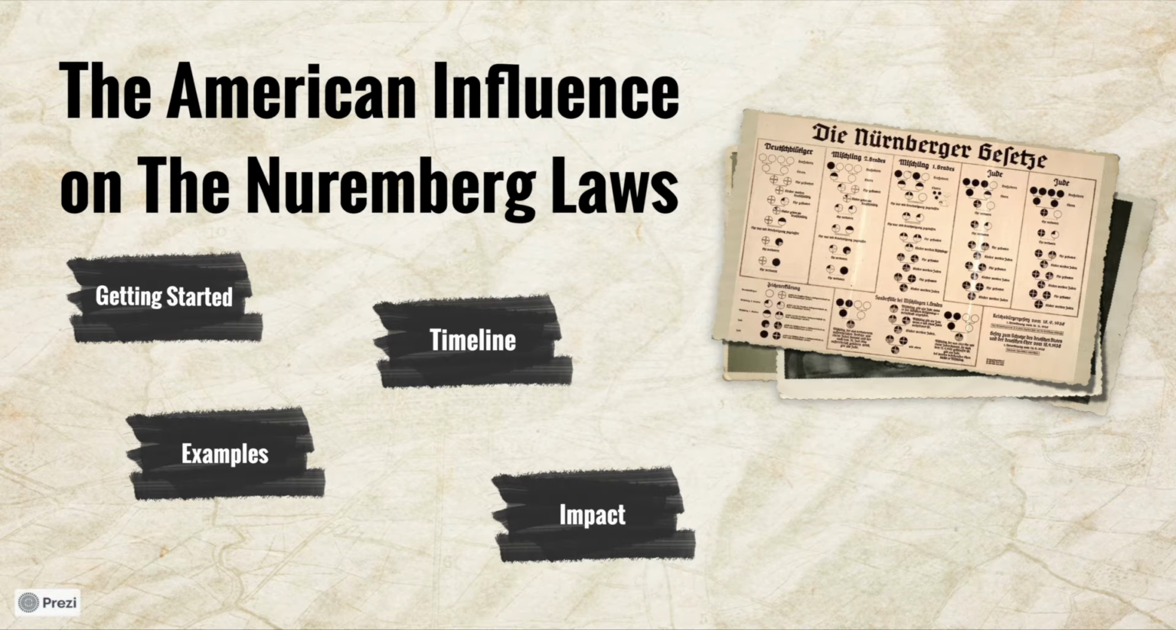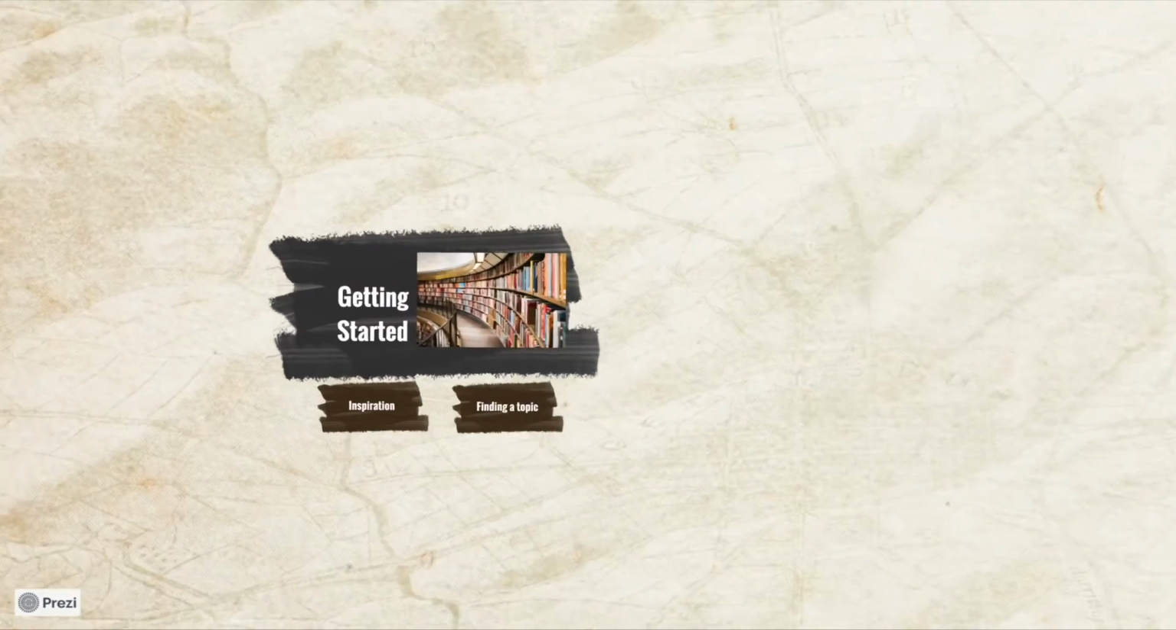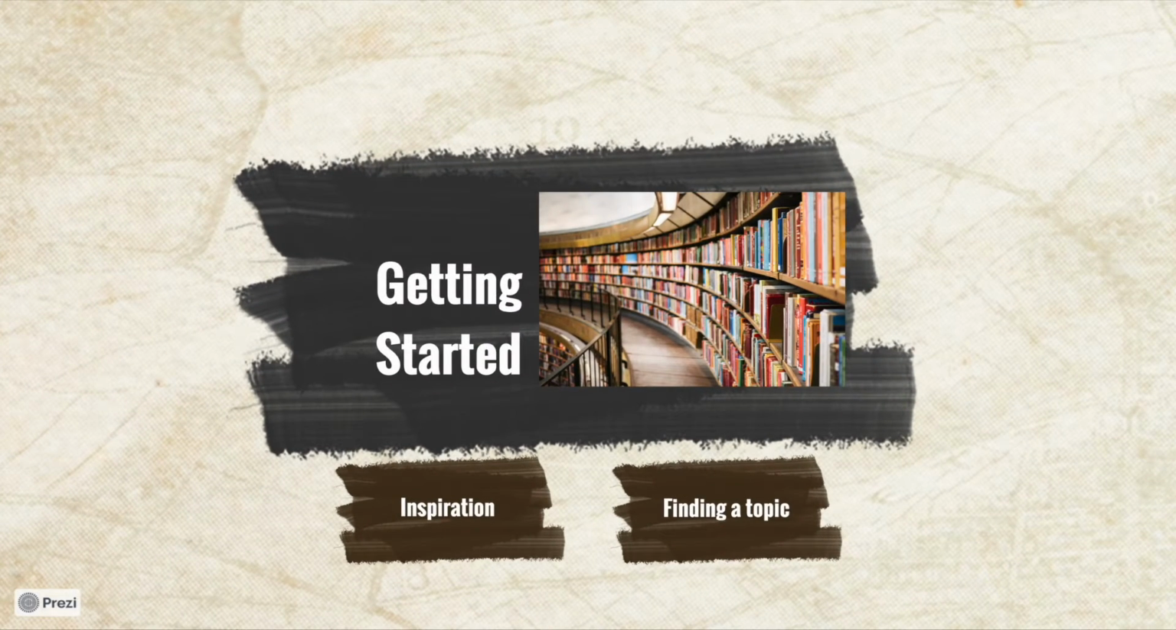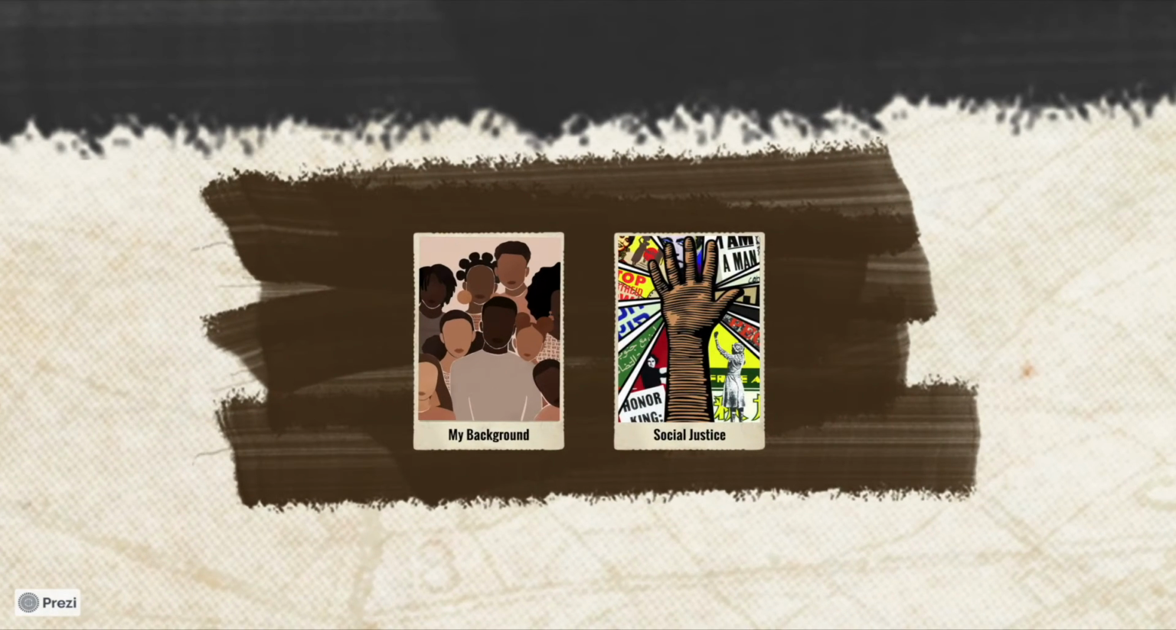So my name is Siga, and I'm going to be presenting my project on the American influence on the Nuremberg laws. So I wanted to get started by talking about how I found this topic. I found this topic through different inspirations that I have, one being my identity as an African American person, and also my passion for social justice.